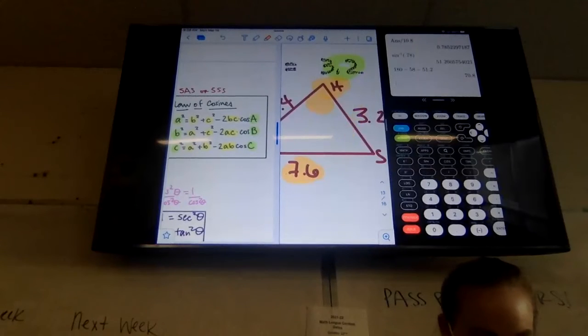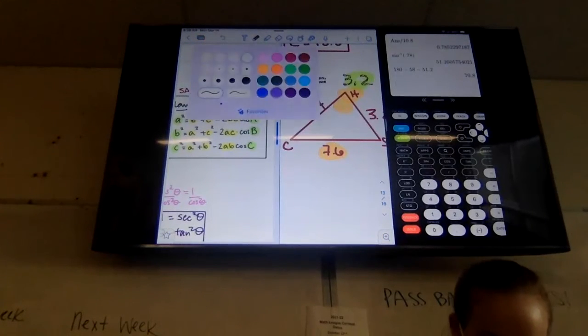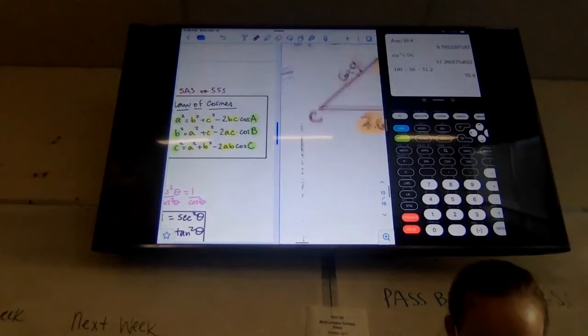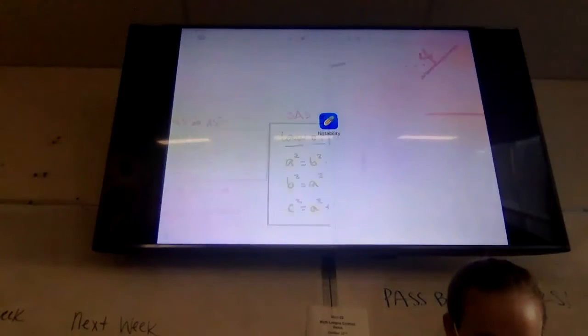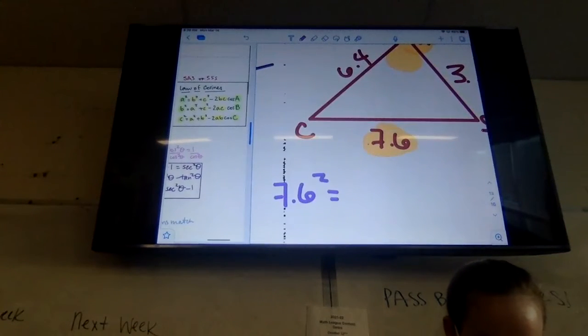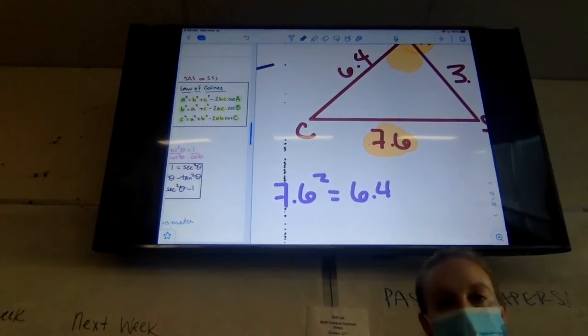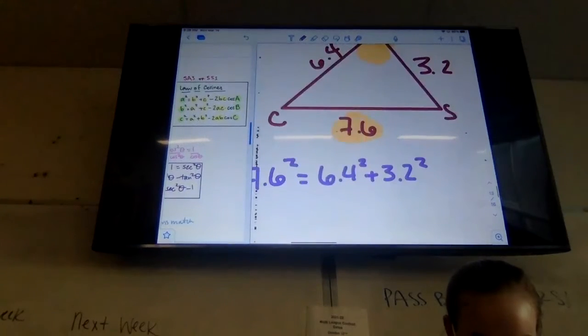So I'm going to do that, and I'm going to just use the first formula that I see. We'll do this. So I'll say, okay, 7.6 squared equals, I'm actually going to get rid of the calculator for now, just so you can see more of my screen. Okay, 7.6 squared equals 3.2 squared plus 6.4, perfect, does not matter which order.